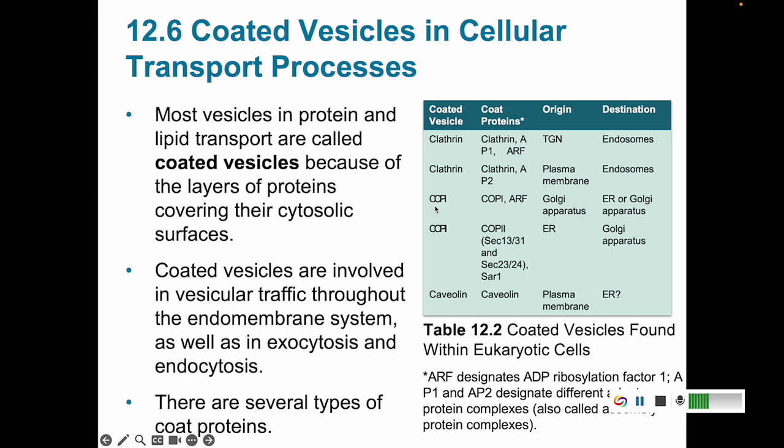COP1 vesicles are going to have COP1 and ARF as their coat proteins. These start at the Golgi apparatus, and then they either go to the ER or the Golgi. COP2 coated vesicles have COP2 and a few other proteins, which begin in the ER, and those vesicles will transport towards the Golgi apparatus. And then caveolin coated vesicles, which are coated with caveolin, begin at the plasma membrane and probably end up at the ER.